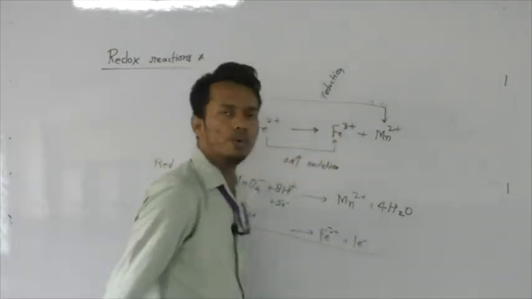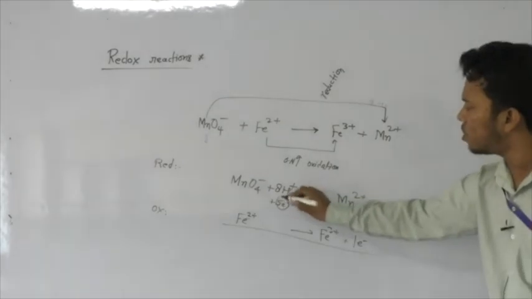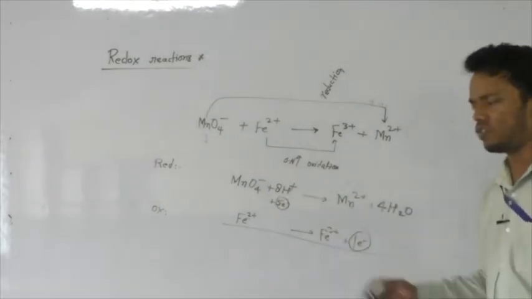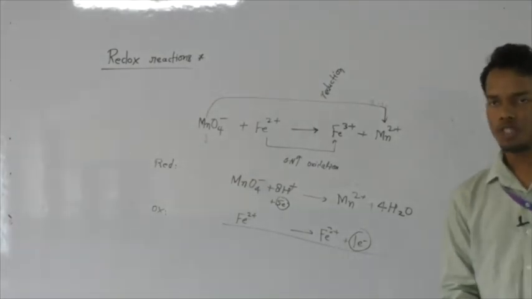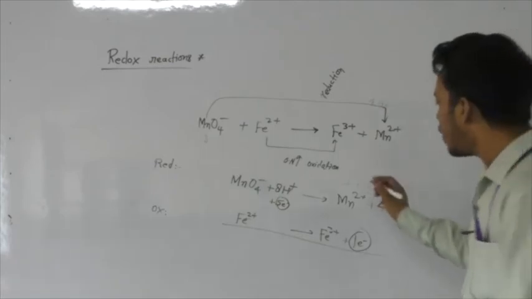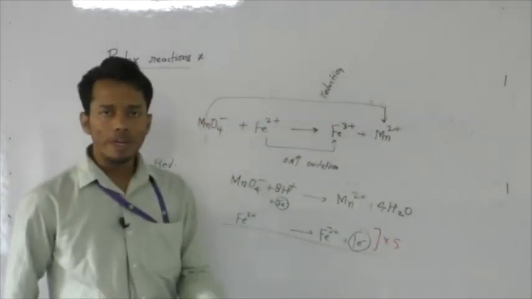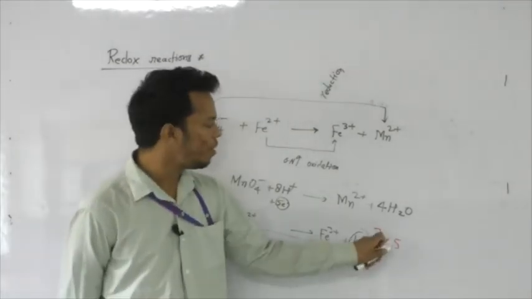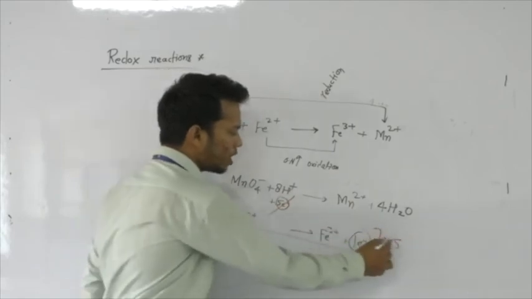Now what do you have to do? After balancing the half reactions, here you have 5 electrons and here 1 electron. So now you have to balance the number of electrons in both processes. Here 1 electron, so you have to multiply by 5. Once you multiply by 5, here will be 5 electrons, here also 5 electrons. So these 5 electrons and 5 electrons will cancel.